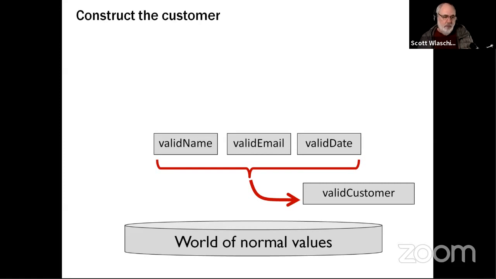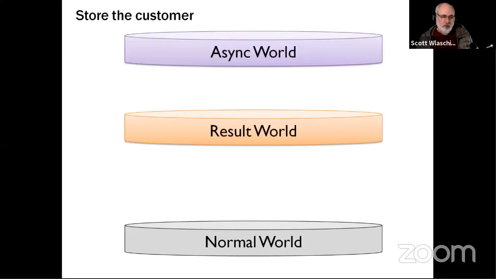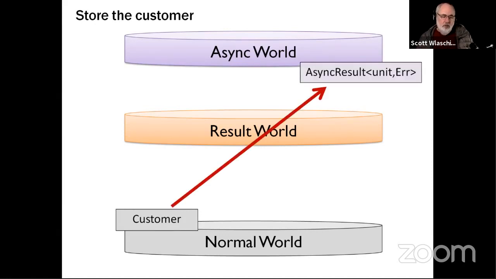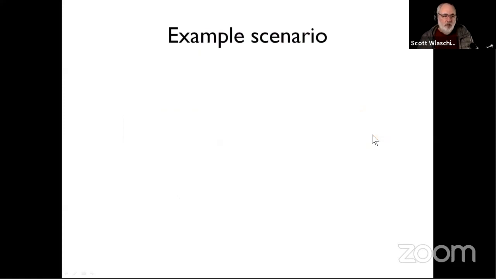Now, combining the valid pieces into a valid customer, that is all done in the normal world. So that's easy. And then finally, when we want to store a customer into the database, we start with a normal customer, but the function that puts it into the database, again, it's asynchronous, right? It doesn't return straight away. And secondly, that might fail too, because the database is unavailable, or it's an authentication error or whatever, various reasons why it might fail. So all these things, they're not simple functions, and it's very hard to compose them together, right?